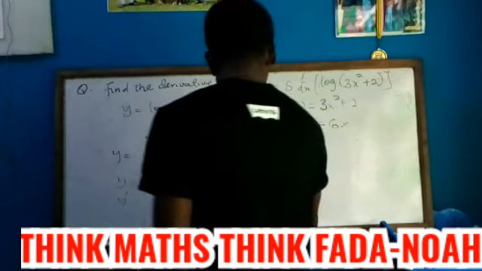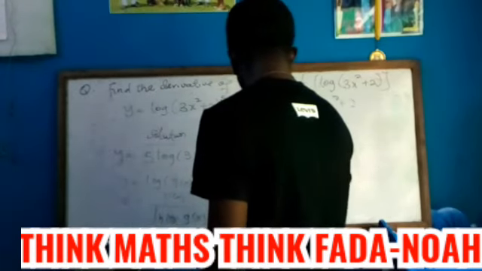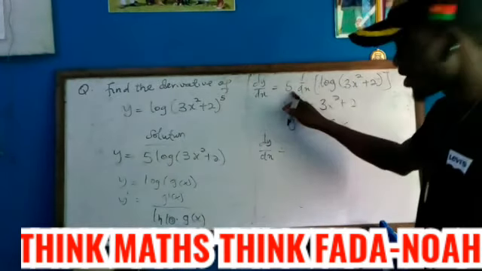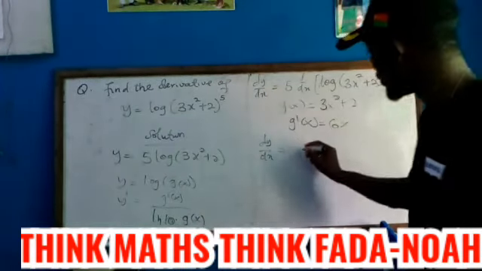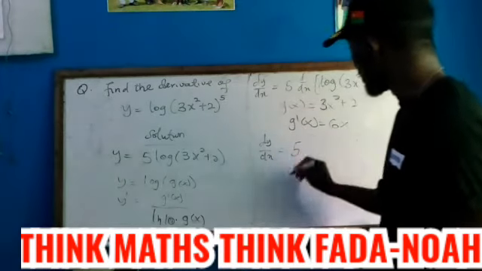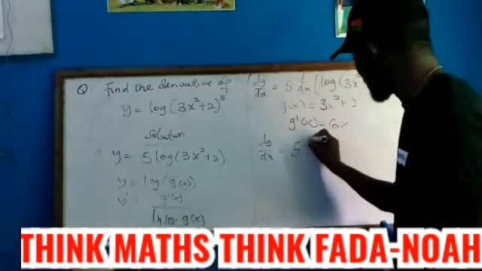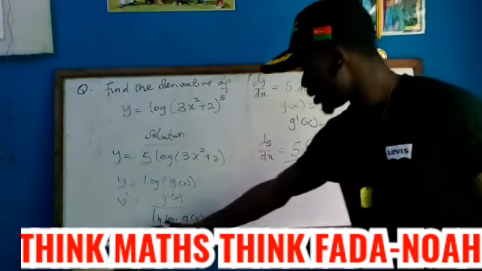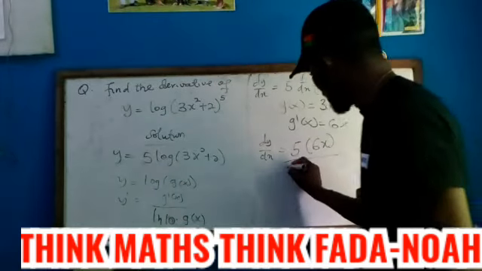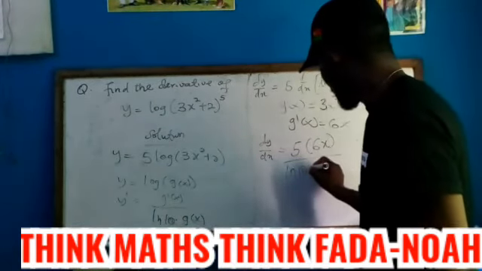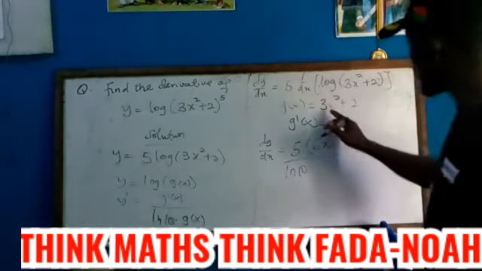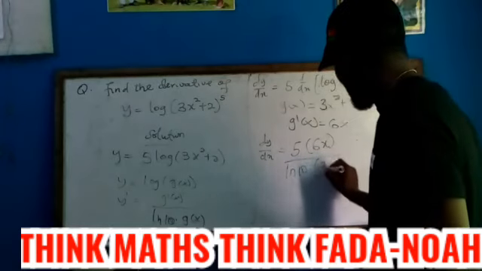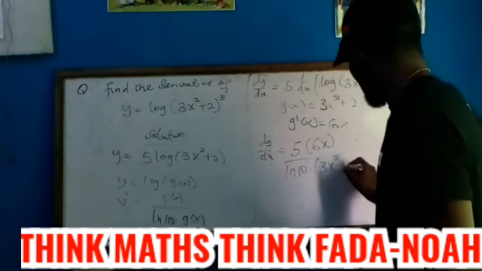So your dy dx is equal to your g prime of x. Already we have 5 here, which is a constant, so we maintain our 5. Then g prime of x, which is 6x, on ln of the base of the log, which is ln 10, times g of x. Now g of x is 3x squared plus 2. So we write 3x squared plus 2.